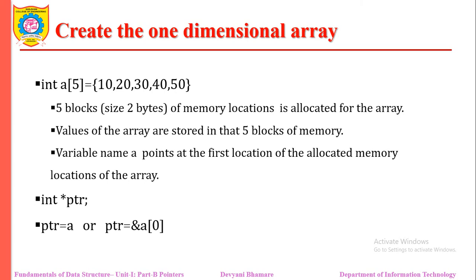While we are talking about a one-dimensional array, what do we need to do? We have to create that array. Here we have seen that int a[5] means the array has been declared and initialized with 5 values. That means the compiler allocates 10 bytes of memory, where each block is of size 2. So these 5 blocks have been allocated and the name given is A.